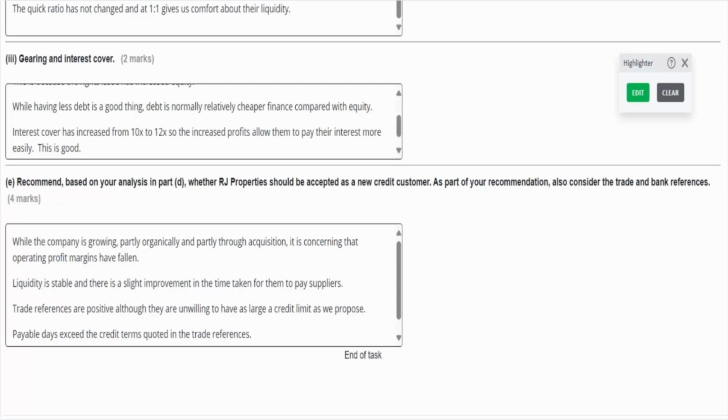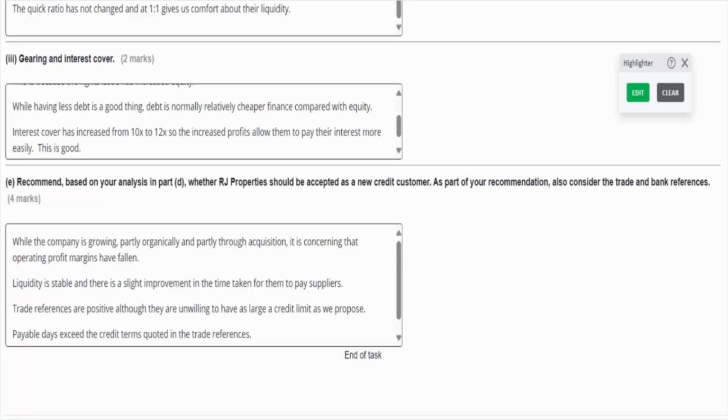So for liquidity, we can talk about the trade receivable days, which hasn't changed. We can talk about the quick ratio, which also hasn't changed. However, for inventory, that's become worse, or then trade payable days has become better. So 3 marks available for these. We don't need to consider all of them, but again, we might want to do more than just 3 to be safe, if you have time in the assessment.